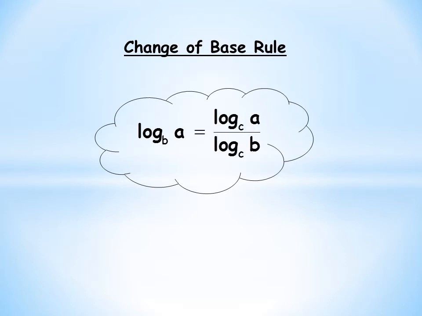I can really rewrite this using any log base that I want and call it log c of a divided by log c of b. And I always remember that the base goes on the bottom, and that's how I remember the order, that the base always has to be in the denominator.